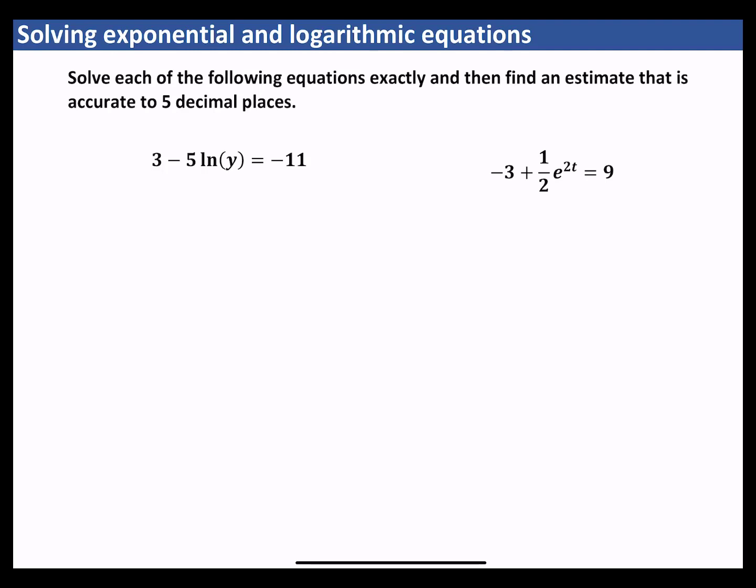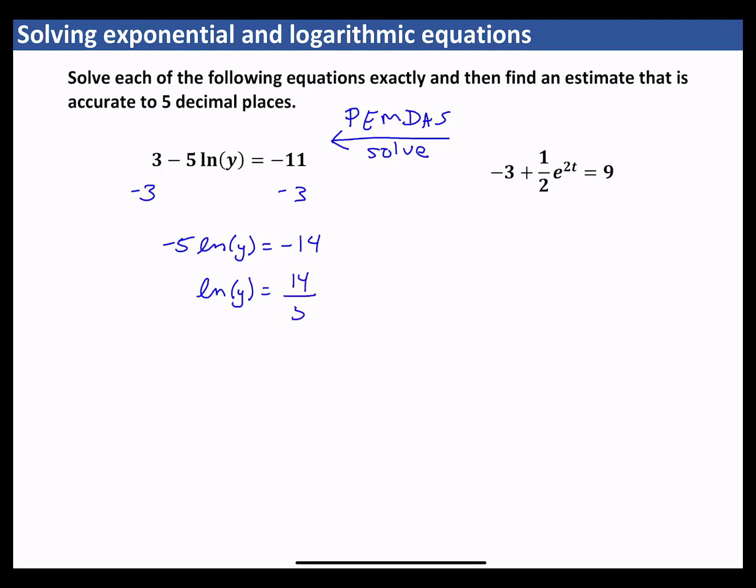Okay, so remember when we solve an equation, we are going to work to undo the order of operations. So we see in this first problem, 3 minus 5 natural log of y equals negative 11, that we do have this 3 that's actually being added. So we're going to subtract 3 from both sides. Negative 5 times the natural log of y equals negative 14. And then we see that the natural log of y is being multiplied by negative 5. So we'll divide both sides by negative 5 and get 14 over 5.